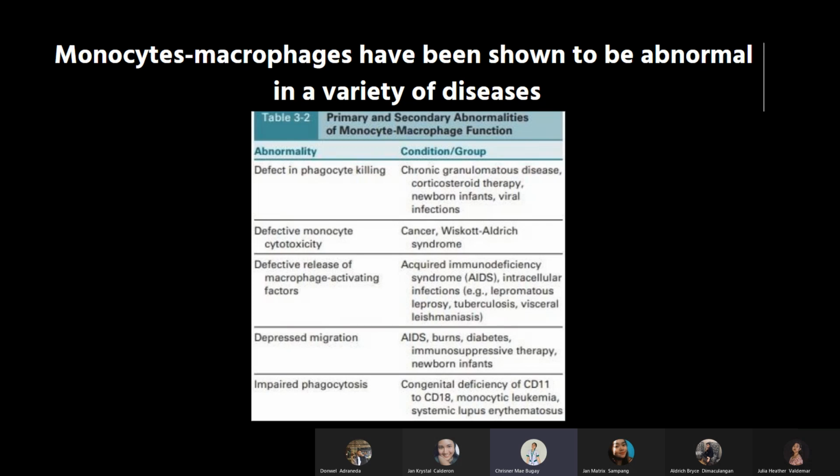So the interferon gamma is a cytokine critical to both innate and adaptive immunity, and the primary function is to activate macrophages and to stimulate the natural killing cells and neutrophils. And last, the impaired phagocytosis is seen in patients with congenital deficiency of CD11 to 18, monocytic leukemia, and systemic lupus erythematosus. Next slide.